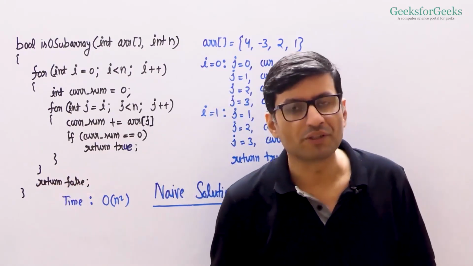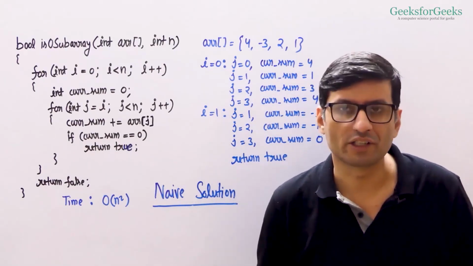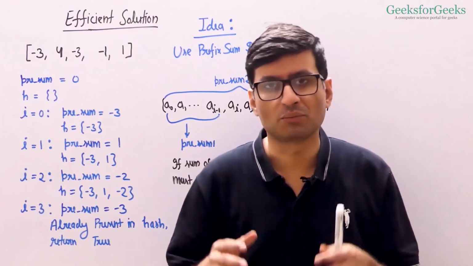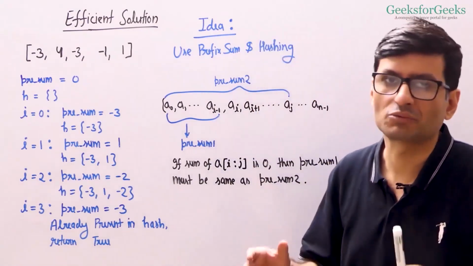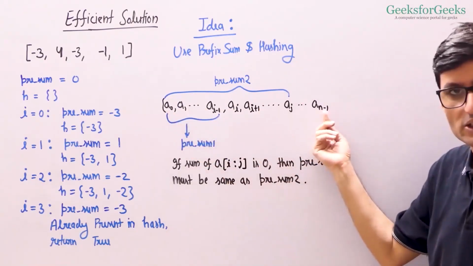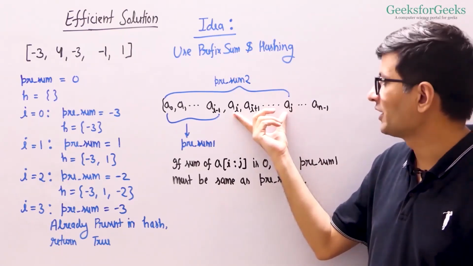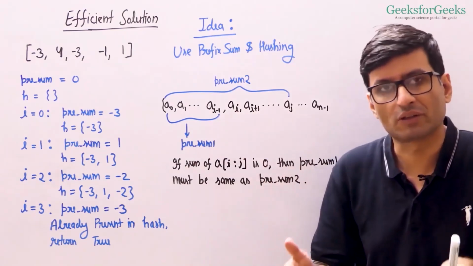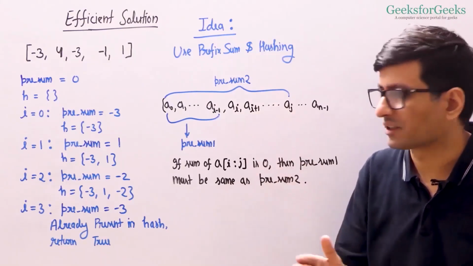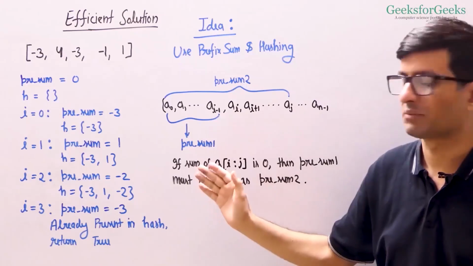Now please pause this video and think of a solution that works in big O of n or linear time. The idea of the efficient solution is to use prefix sum and hashing, both techniques. Let's see how these techniques work together. Let's say we have this array from a0 to an minus 1, right? And let's say the sum of this subarray, ai to aj, is 0. Now we want to figure out somehow efficiently that there is a subarray whose sum is 0. So the trick is this: you traverse the array from left to right, you keep computing the prefix sum.